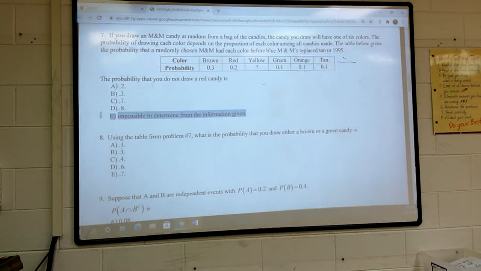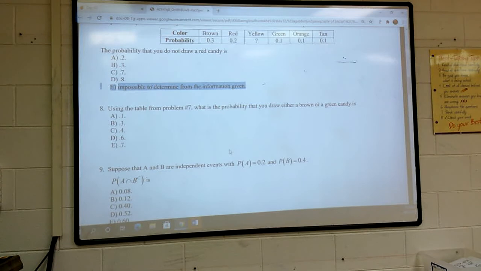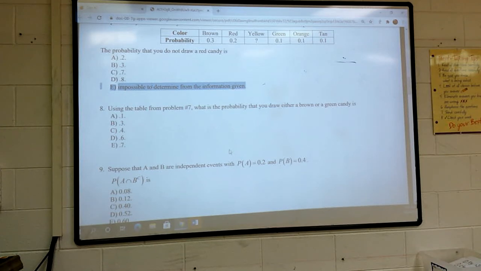That's typically correct. Number 8, using the table from problem number 7, what's the probability that you draw either a brown or a green? And what type of events would we call those? Disjoint or mutually exclusive. You can't draw a brown and a green at the same time. That means they are disjoint or mutually exclusive events, which means when you want to find the probability of one or the other happening, you can just add them together. And that is how you do number 8.